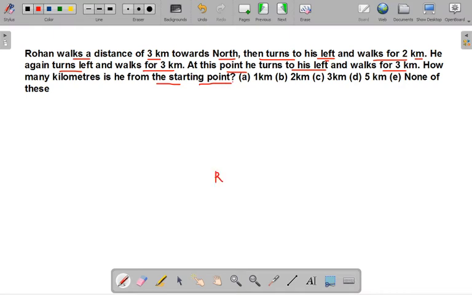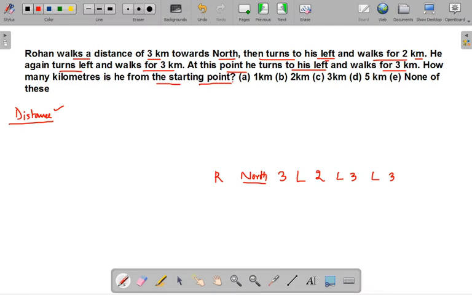So Rohan walks north 3 kilometers, then turns left and goes for 2 kilometers, then again turns left and goes 3 kilometers, again turns left and goes for 3 kilometers. Now you have to find out the distance.